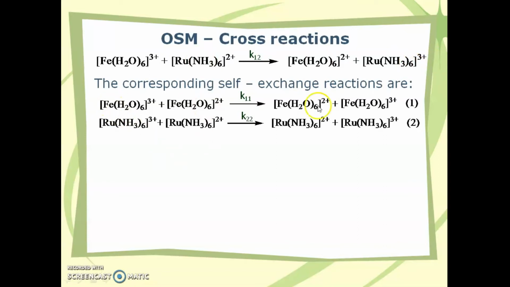So this can be written as two different self-exchange reactions. So iron 3+ and iron 2+ as the reactants, and the same as the product. So the rate of this reaction is given as K11. For the ruthenium complex, again 3+ and 2+ are considered as the reactants as well as the product. So these two reactions are the self-exchange reactions.